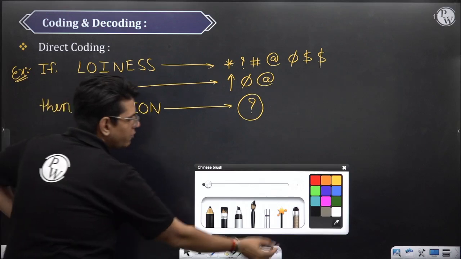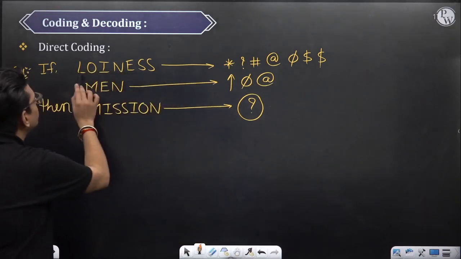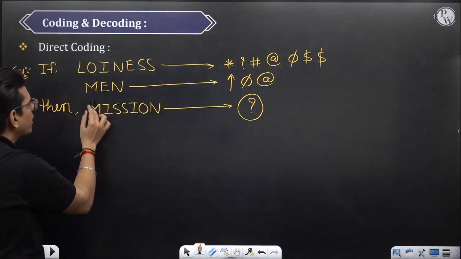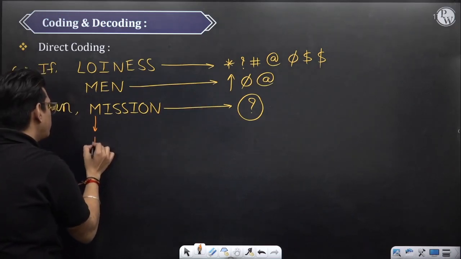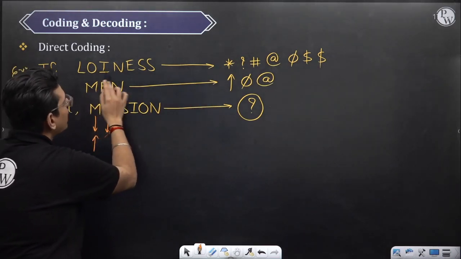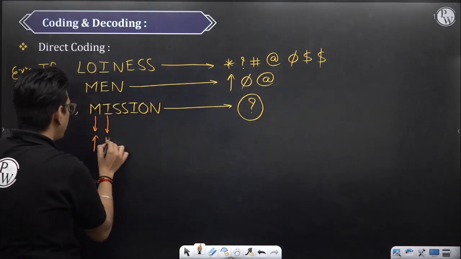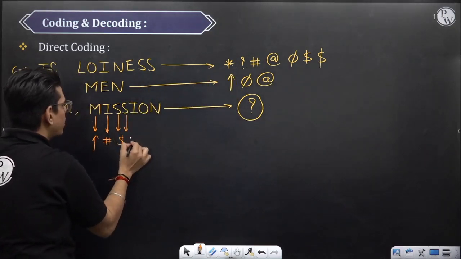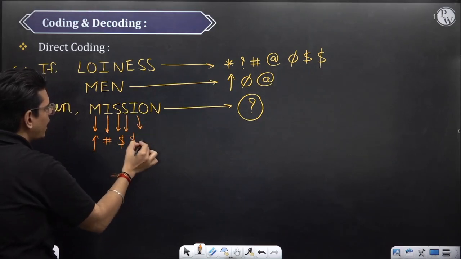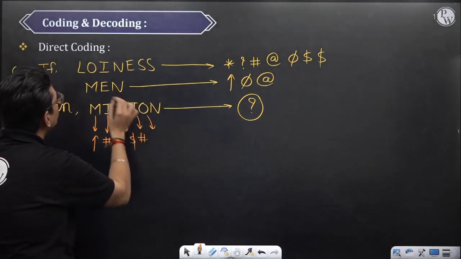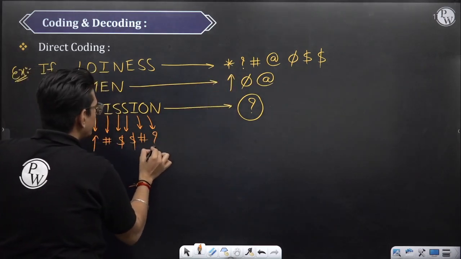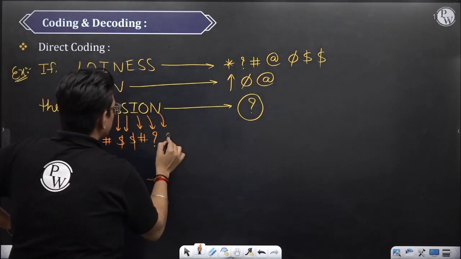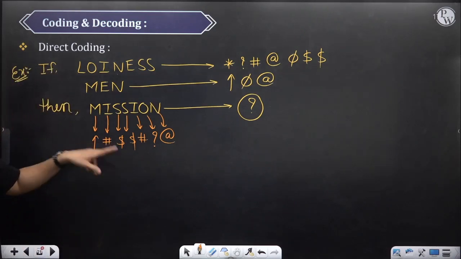So here we just have to see from these given examples what symbols I need to use. For M, they are using an arrow. For I they are using hash, so I will use hash. For S they are using dollar, so I will use dollar. Here also I will use dollar. For I again I will use hash. For O they are using question mark, so I will use question mark. And for N, the middle term is at the rate. So this is the code for mission, right?